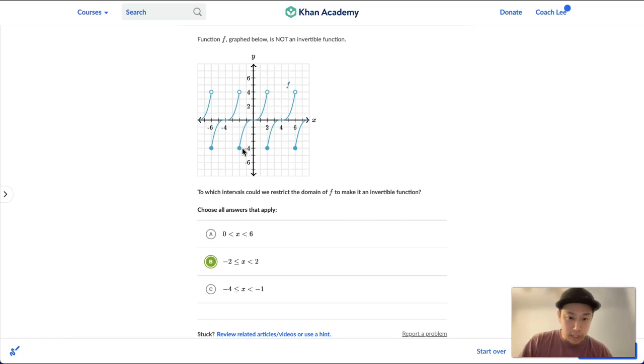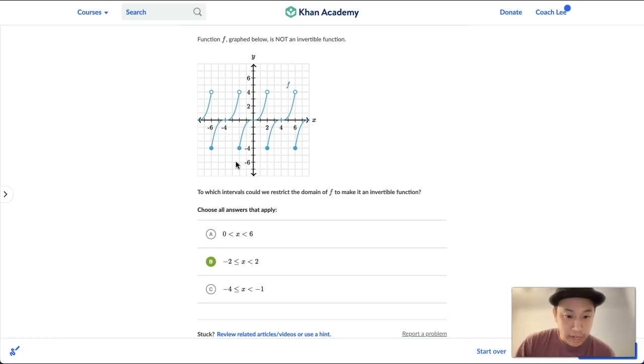So if I'm just considering this curve between x values of -2 and 2, if you just isolate this one curve, it does pass the horizontal line test, right? You're not considering any of these curves on the left. You're not considering any of these curves on the right. Just this middle curve right here. So we do like option B.